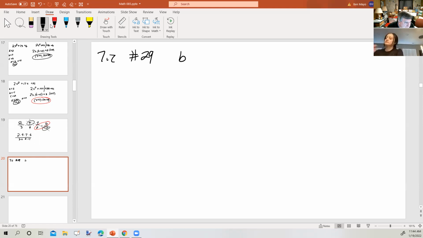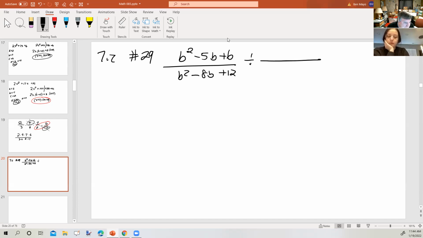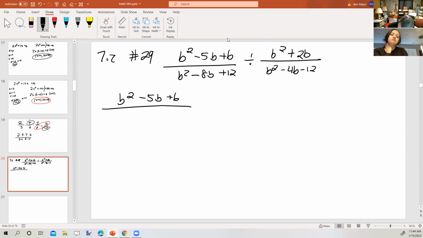Okay, b squared minus 5b plus 6 all over b squared minus 8b plus 12 divided by b squared plus 2b over b squared minus 4b minus 12. So again, the first step is going to be changing dividing by a fraction to multiplying by its reciprocal. Hopefully my b's and 6's won't get messed up.